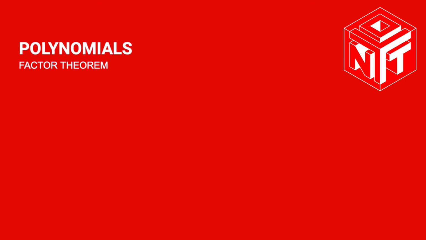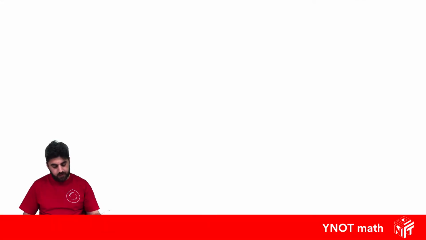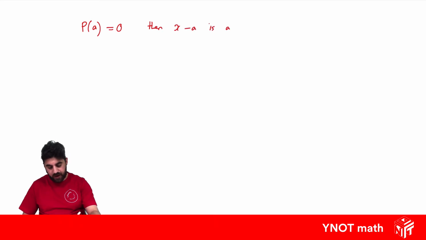Factor theorem. So the factor theorem states that if we have P of A equals 0 in a polynomial, then x minus A is a factor. So what does this mean? This means if we take some polynomial P of x divided by x minus A, there'll be no remainder.